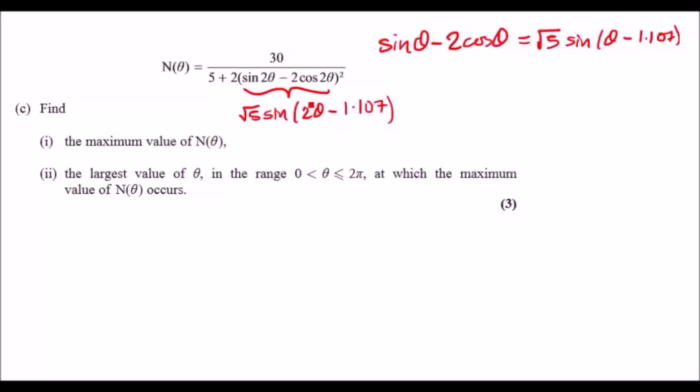Okay, so the only way to get this to the absolute smallest is to take it to 0. So this means that to maximize n, we need to make sure this sine part is 0, because 30 over 5 plus 0 will give us 6. But if you chose 1, for example, you're going to get something like 30 over 5 plus 2 root 5 times 1 squared, and that's going to give you a smaller answer. So basically just make all of this 0, and doing that you're going to get n. The maximum value of n is going to be 30 over 5 plus 2 root 5 times 0 squared, and this is going to give us 6.